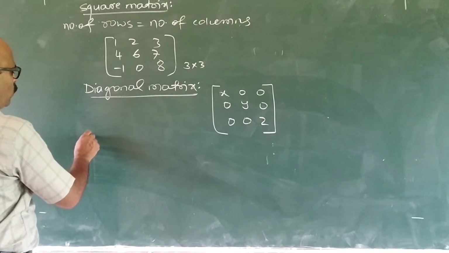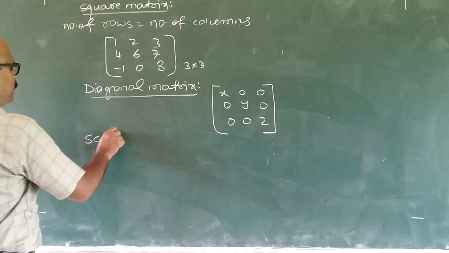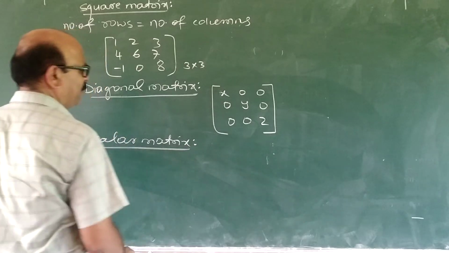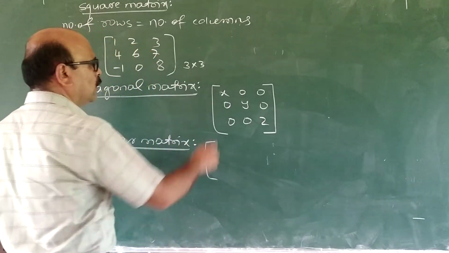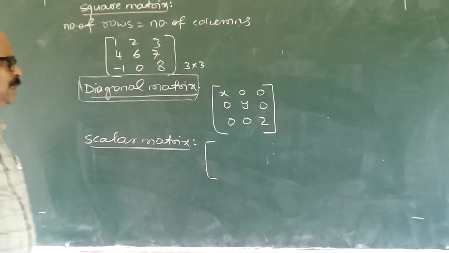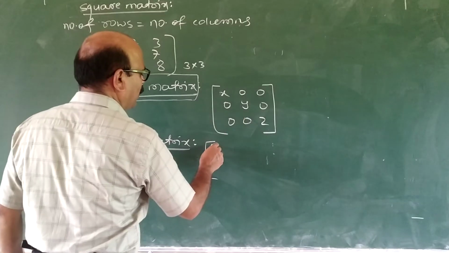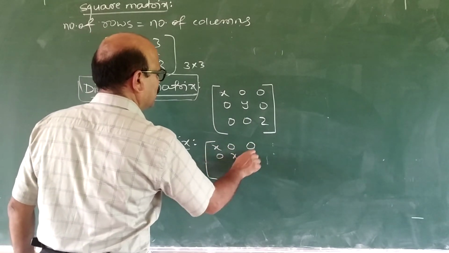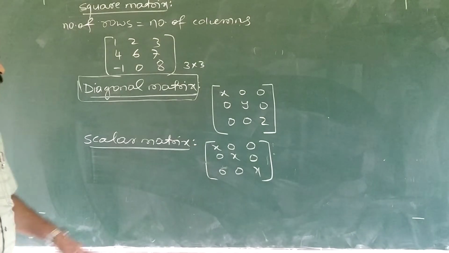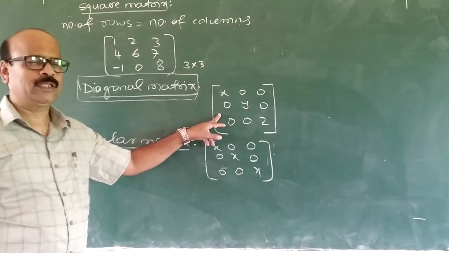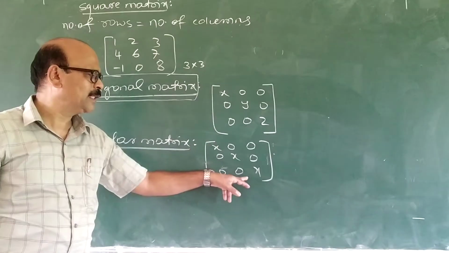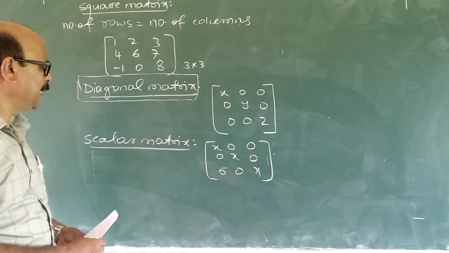After diagonal, we have the scalar matrix. What is a scalar matrix? A scalar matrix is a diagonal matrix in which all the diagonal elements are equal: x 0 0, 0 x 0, 0 0 x. Diagonal means it must always be a square matrix, and a scalar matrix is always a diagonal matrix in which all the diagonal elements are equal. Then it is called a scalar matrix.